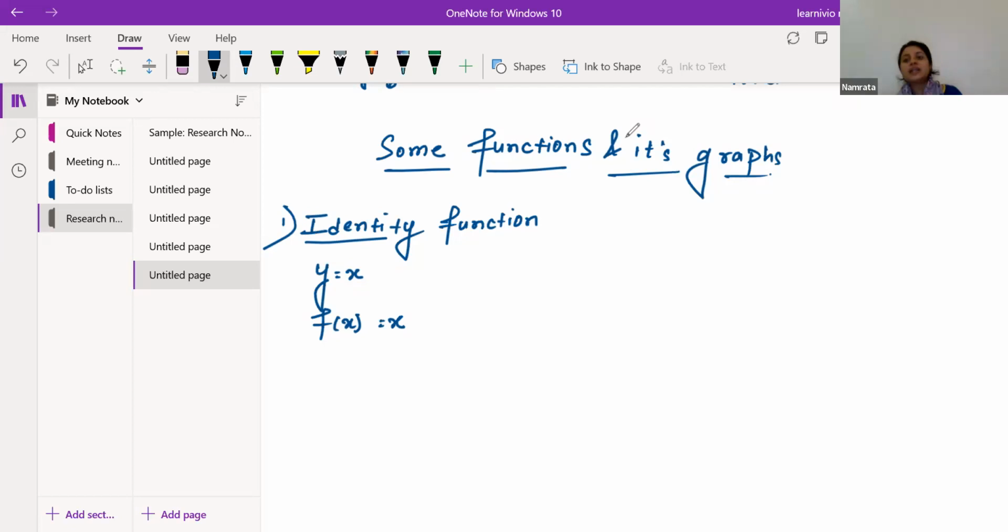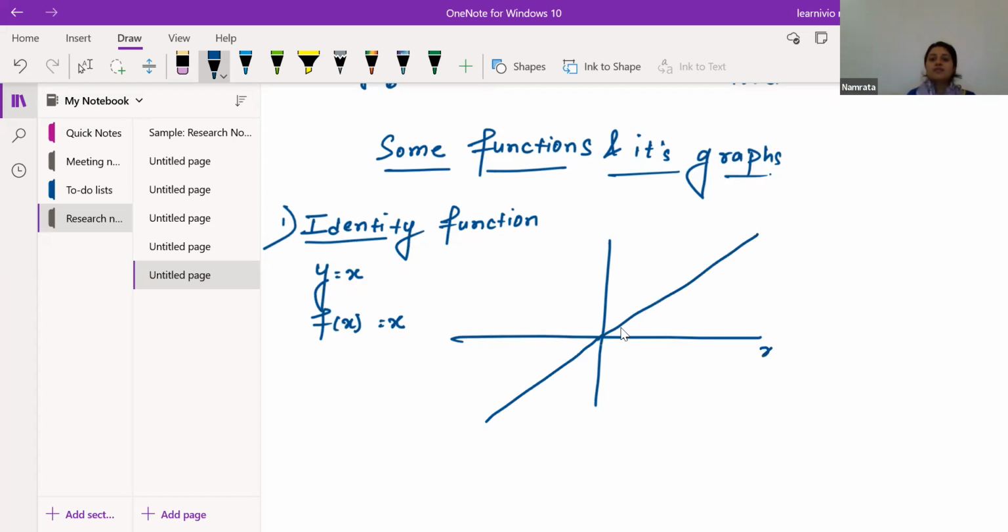Now the graph of this identity function, when you draw it, you must have learned how to draw graphs in lower classes, like class 7, class 8. You must have taken some x value, some y value, and on the basis of x and y, we used to plot the graph. Same way we will be plotting the graph over here. Once we plot the graph of y is equal to x, we will have coordinate axes like this, and our graph will look like this.